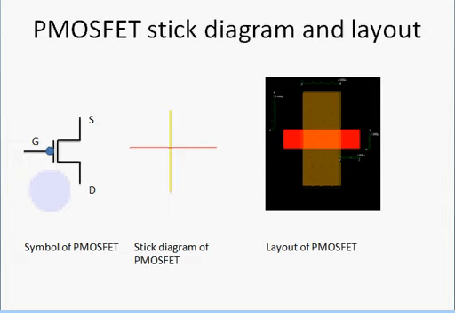Similarly we have the stick diagram and the layout for the P MOSFET. This is the symbol for a P MOSFET. The stick diagram has the same structure as the N MOSFET stick diagram. The difference is the color used for the source and drain, which is yellow. The layout is again similar to the previous one, and the only difference is the color of the source and drain.